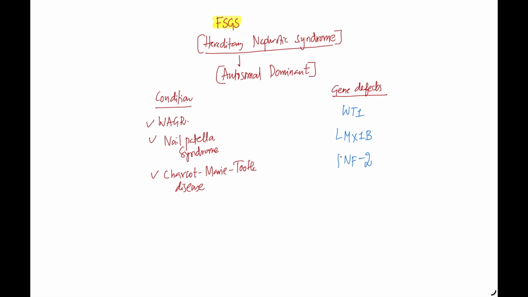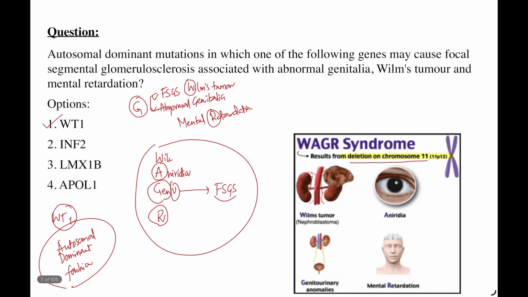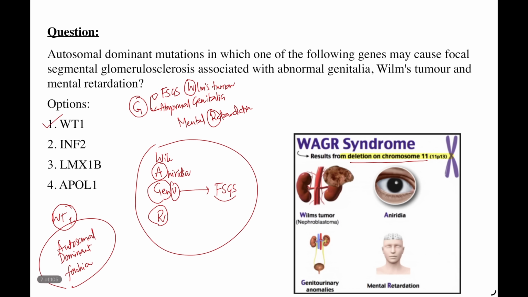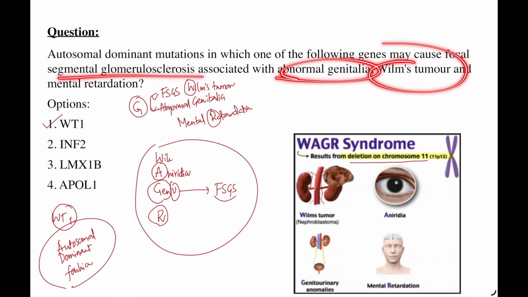Now you see, there are three conditions which are given. INF2, which is because of Charcot Marie Tooth disease, LMX1B, which is because of, again, the second condition, nail patella syndrome. These three genetic mutations lead to autosomal dominant nephrotic syndrome because of focal segmental glomerulosclerosis. But among them, because they have given abnormal genitalia, Wilms tumor, and mental retardation, I am referring to WAGR. WAGR syndrome is because of WT1.